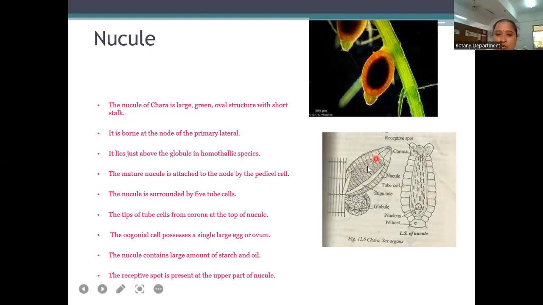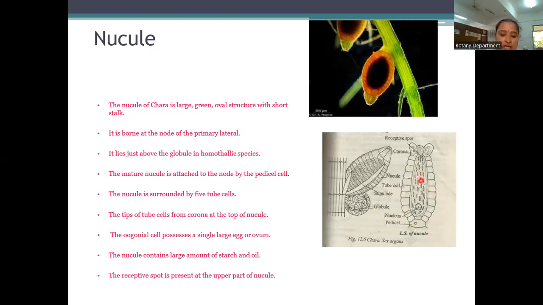How does this nucule develop? The nucule develops from the peripheral nucule initial. The initial cell divides to form a row of 3 cells. Here also, a row of 3 cells is formed. The basal cell, see here where my arrow mark is, does not divide further and forms the pedicel. The upper cell, this one, the initial divides to form 2 cells. One basal, one upper. The basal cell does not divide and forms the pedicel.